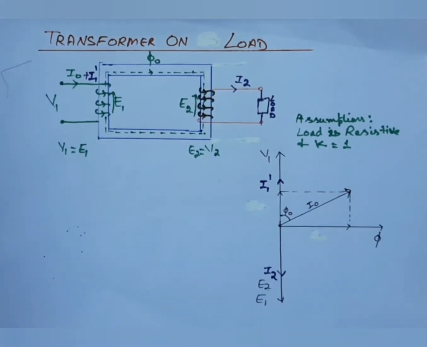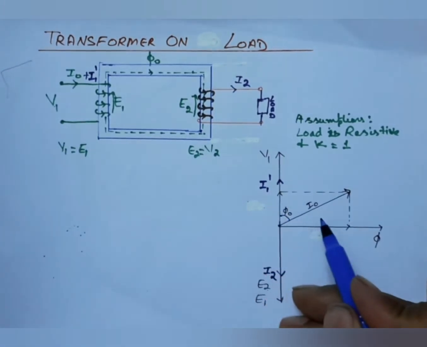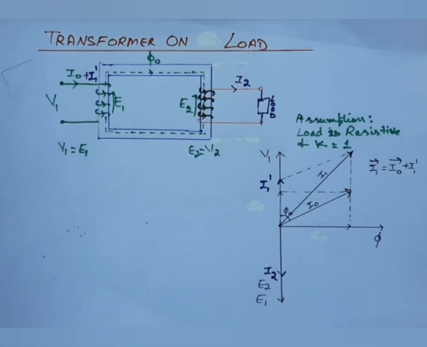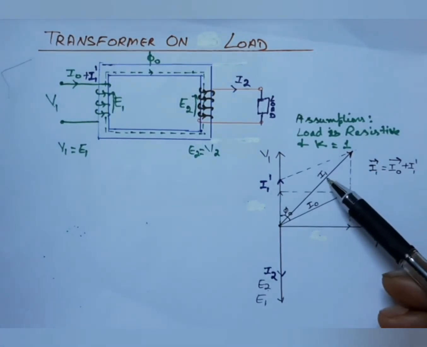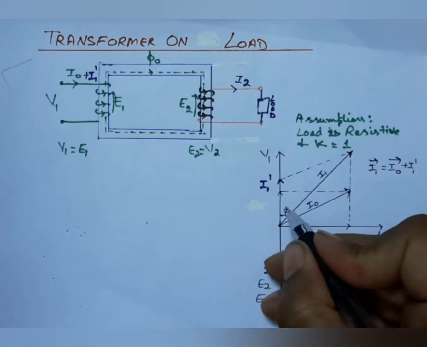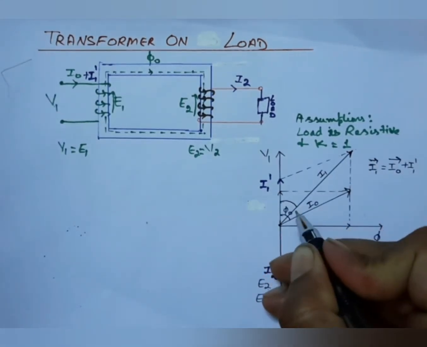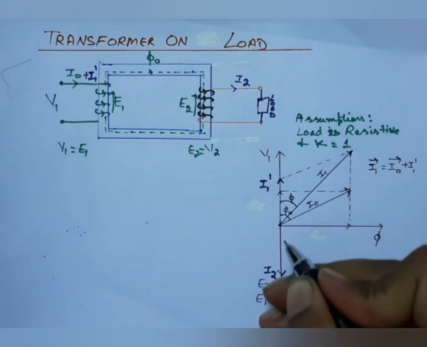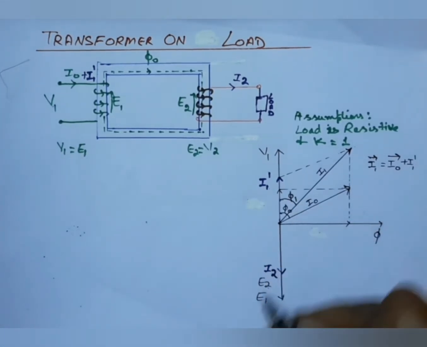So now we have got two currents in the primary. One is I1 dash and the other is the no load current which was existing before, that is I0. So we have to make the vector sum of these two vectors. So I1 is the vector sum of I0 and I1 dash, and let us say it is lagging the applied voltage V1 by phi. Correction, phi 1.